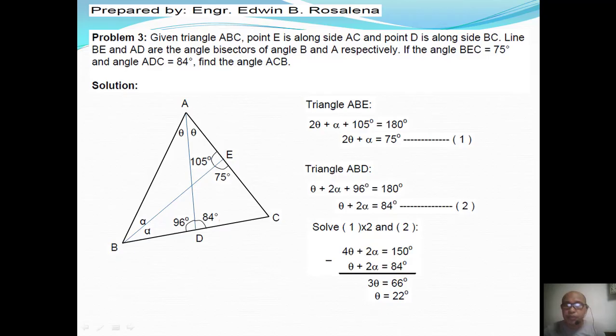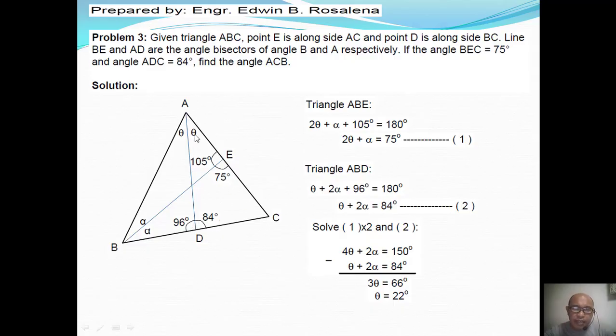Or theta equal to 22 degrees. So, 3 theta is 66. So, theta is 22. Okay. So, after I have angle theta equal to 22, I can now solve the requirement by using this triangle, ACD.